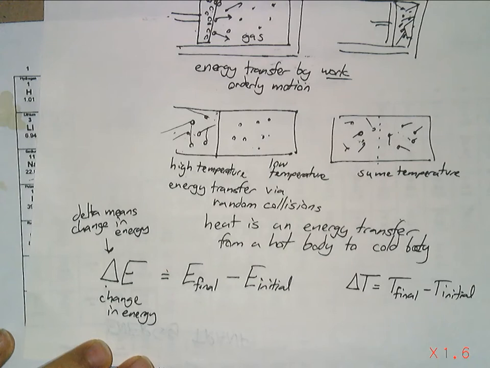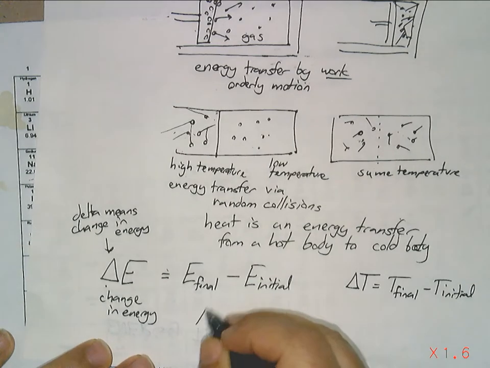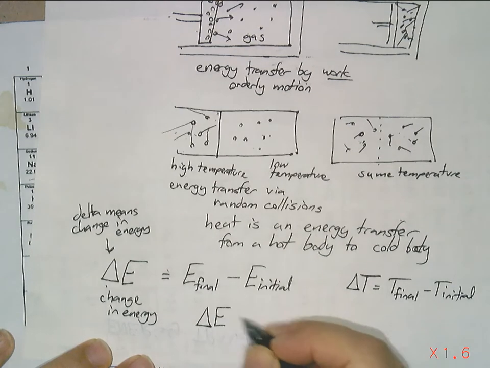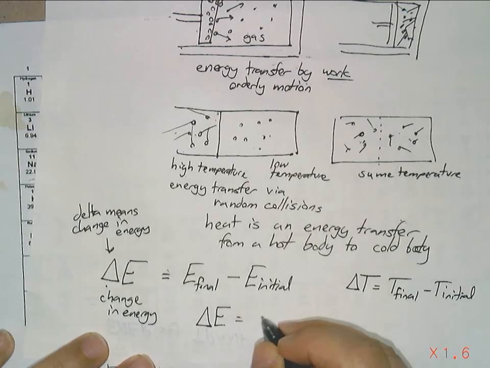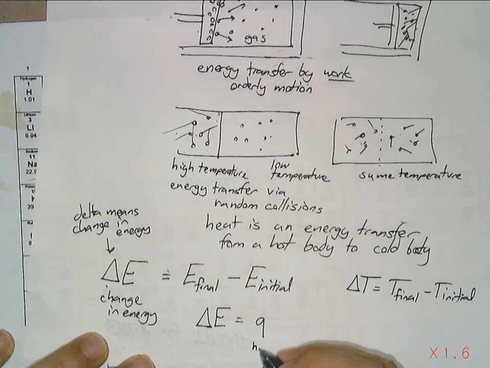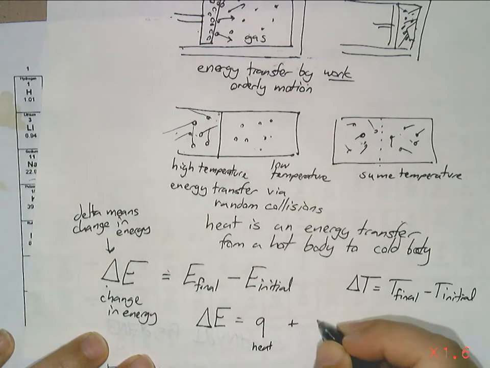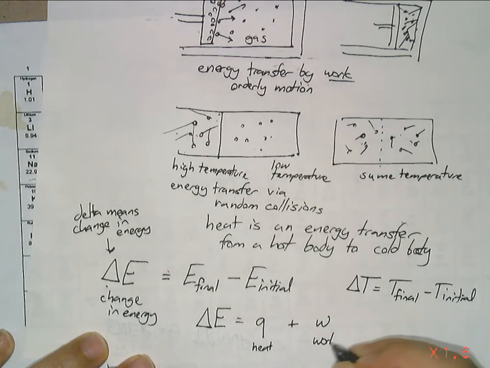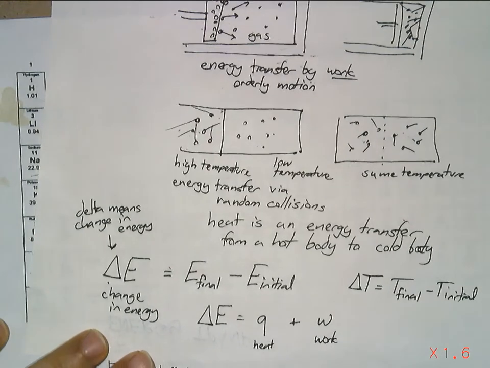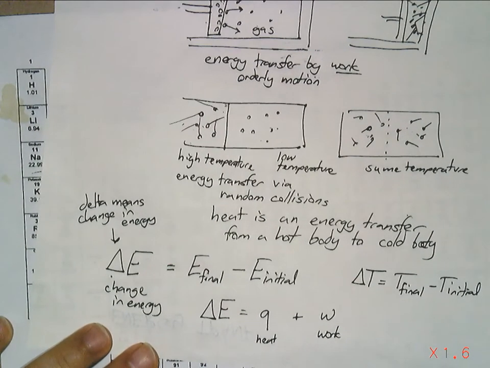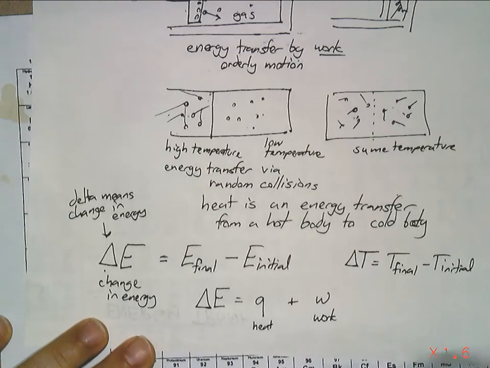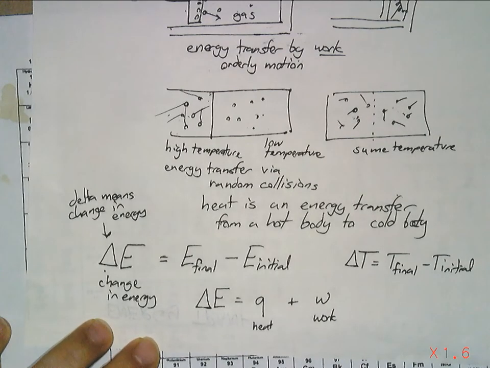But how do I relate the change in energy to heat and work? The change in energy is going to be equal to the heat plus the work that happens. And I'm using symbols now for heat and work. We usually use a symbol Q for heat and a symbol W for work.